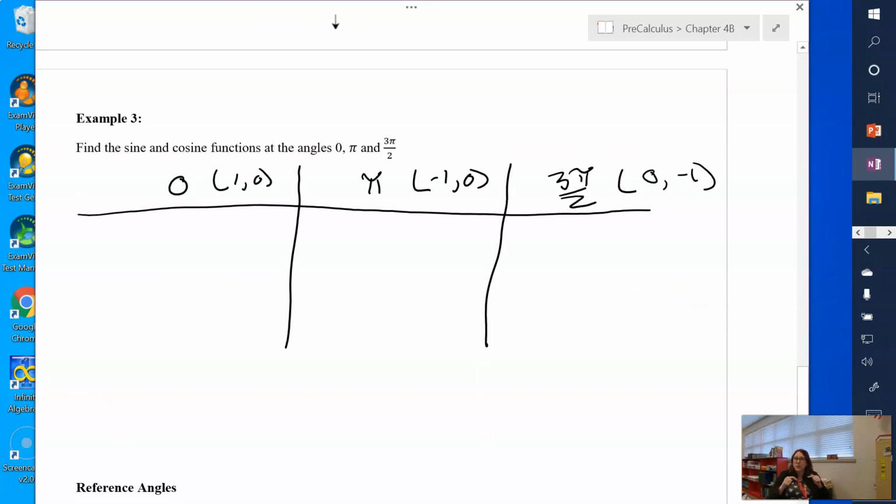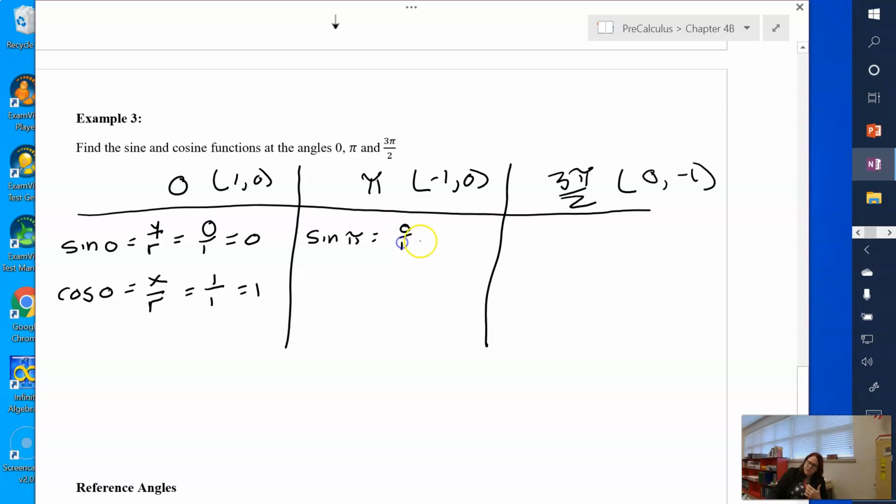Which means we have chosen these points such that our radius is 1. So now I don't have to divide by r's. I can just go ahead and use the x's and the y's. Or I can also keep in mind that r equals 1. So let's go ahead and do this. So sine of 0 is, let's do y over r. And I have y is 0, r is 1, so I get 0. Cosine of 0 equals x over r. X is 1, r is 1, so I get 1. Not hard. Let's do pi. Now that one is going through the point negative 1, 0. So sine of pi equals 0 over 1 equals 0. Cosine of pi equals negative 1 over 1, which equals negative 1.